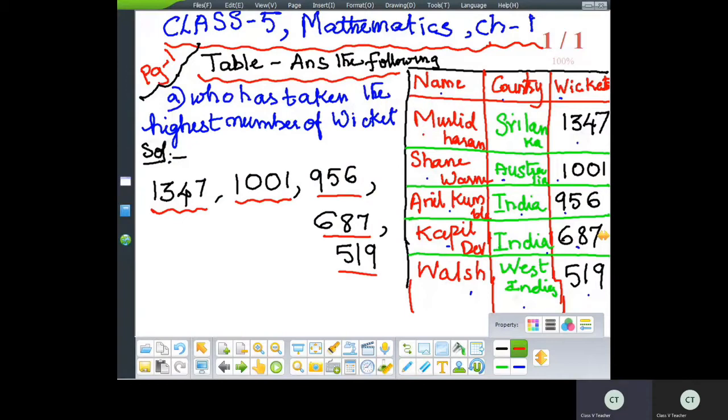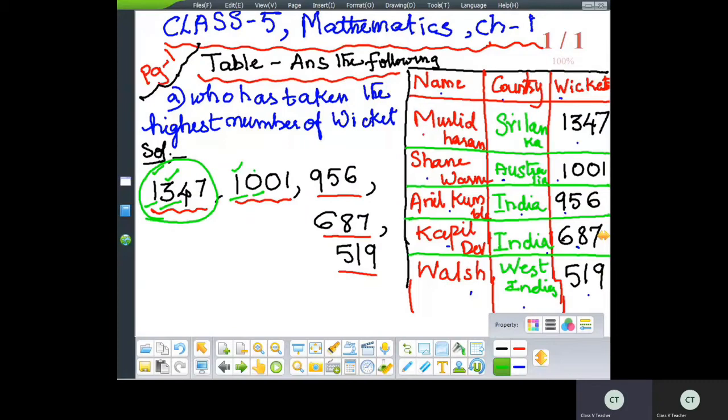Firstly we'll check the thousands place. In thousands place, what is there? This side it is having 1 and this side also it is having 1. So both are same. Now check the next place, hundreds place. It is 3, it is 0. From 3 and 0, which one is big? 3 is big. So now this whole number becomes big. One by one, check each digit and compare the digits. The bigger digit will make the whole number the highest.